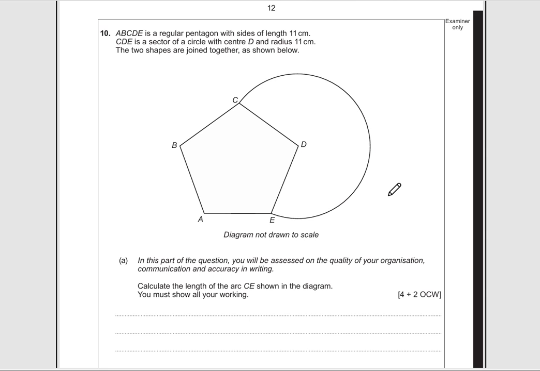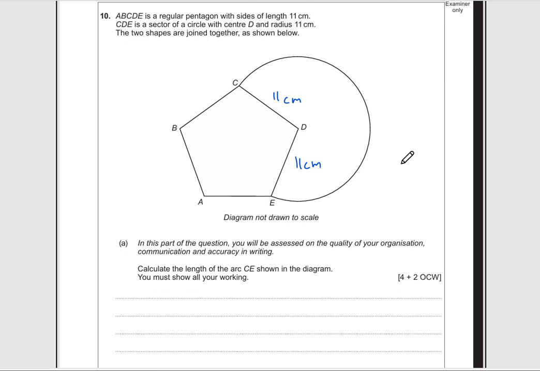Question 10. ABCDE is a regular pentagon with sides 11 centimeters. CDE is a sector of a circle with center D and radius 11. The two shapes are joined together as shown below. In this part of the question, you will be assessed on the quality of your organisation, communication and accuracy in writing. Calculate the length of the arc CE as shown in the diagram. You must show all your workings.